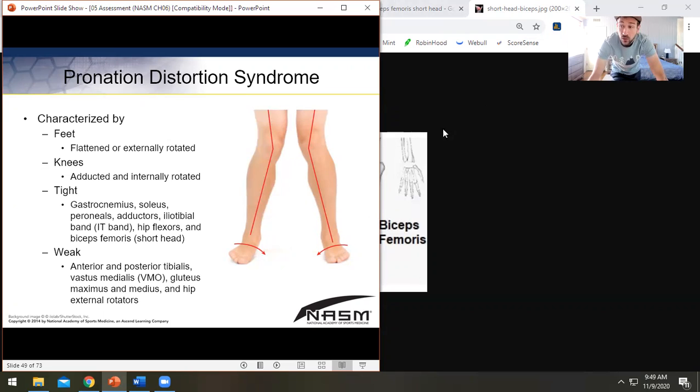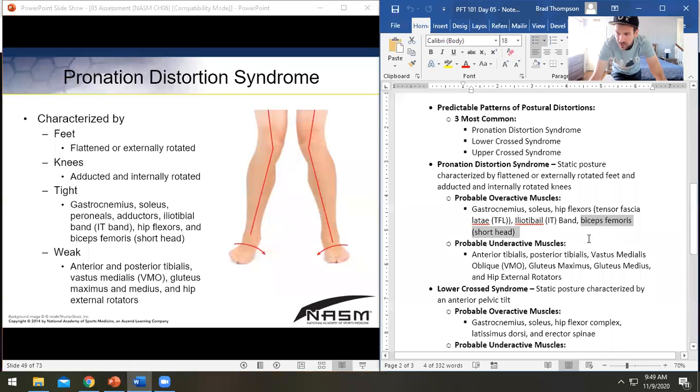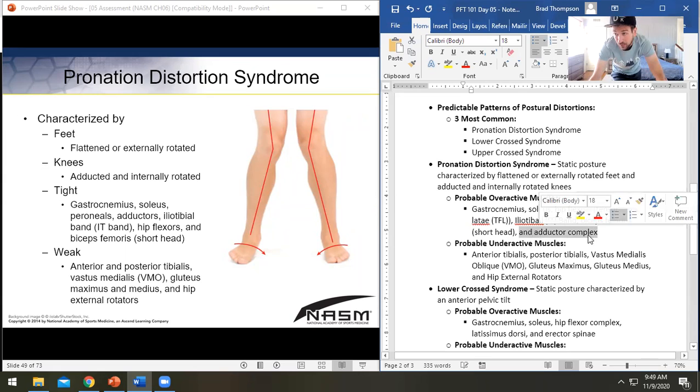So when we see knees caving in, tight calves, tight, and I forgot about the adductors. Oh, where the heck is my adductor? Oh, that's weird. Tight calves, tight hip flexors, tight hamstrings, and tight adductor complex.